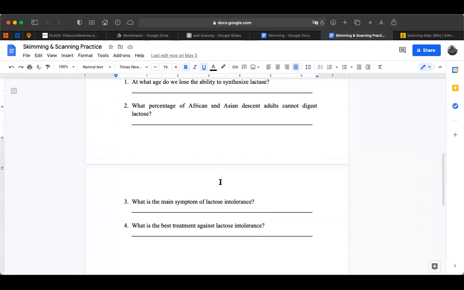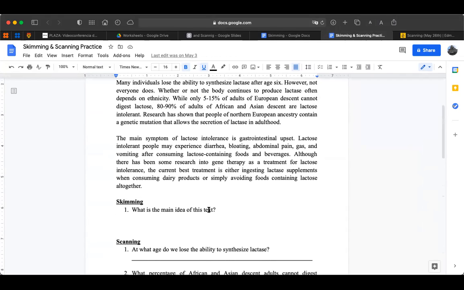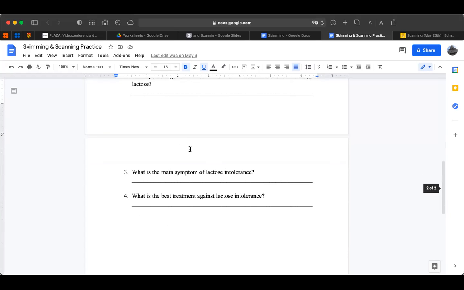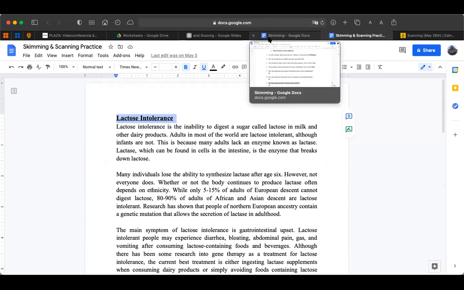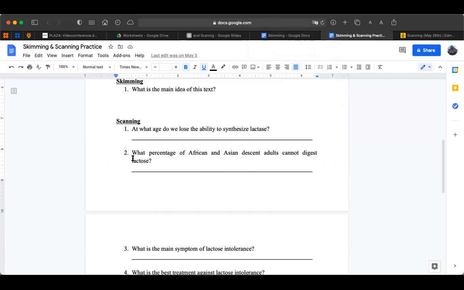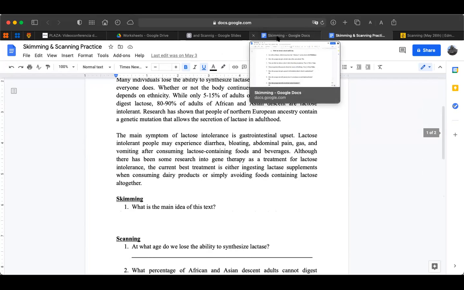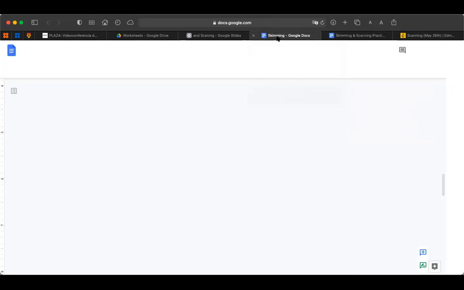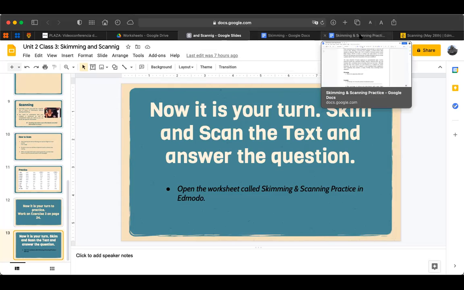And there are five questions, one about skimming and four about scanning. So you're gonna skim the text for the main idea, and then you're gonna scan the text for specific information. The text is about lactose intolerance. Entonces tienen que skim para la idea principal y scanning de información específica. Are you guys ready? ¿Lo tienen? Sí, ok. It shouldn't take more than 10 minutes. No debería tomar más de 10 minutos.